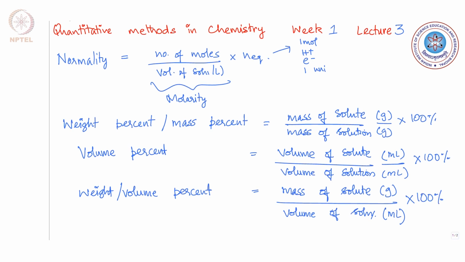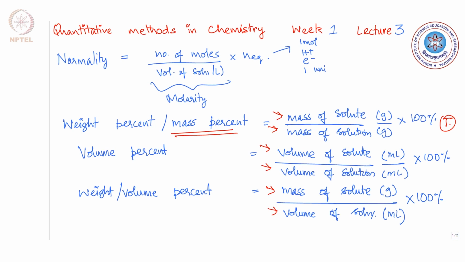The major difference between all of these is that this is mass by mass, while this is volume by volume. On the other hand, weight by volume percent is mass by volume. And similar to molality, one would observe that the mass percent is independent of temperature, while the other two percentages are dependent on temperature, as the volume of solution could change as a function of temperature. Volume percent could also have a volume of solute that changes as a function of temperature. So basically, of the three, only mass percent is independent of temperature.